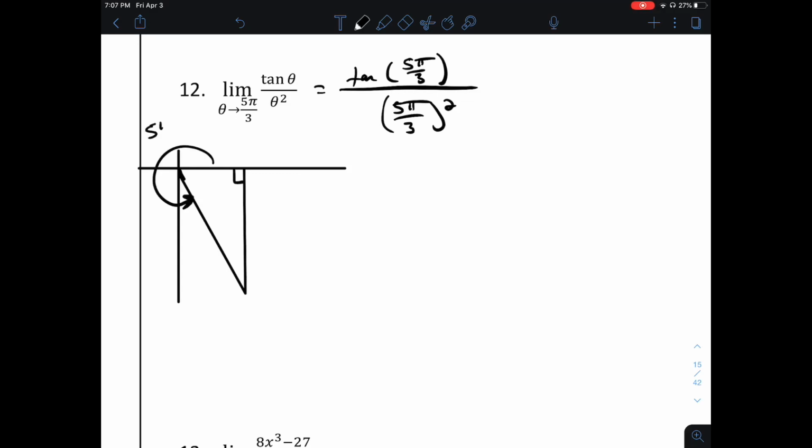That's better to scale. So the missing angle here is pi over 3, which is 60, which means this angle down here is pi over 6, which is 30.